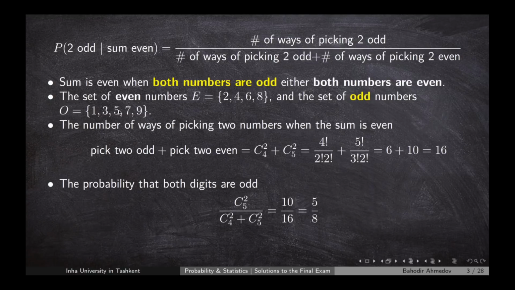And if you put this here, it's going to be the combination of 5 and 2. It's the number of the ways of picking 2 odd digits. Dividing this by the number of the ways of picking 2 even digits plus the number of the ways of picking 2 odd digits is going to be 10 over 16 or 5 over 8.